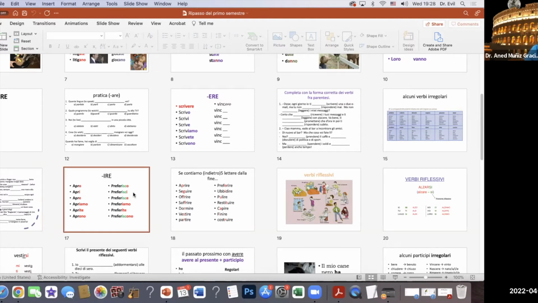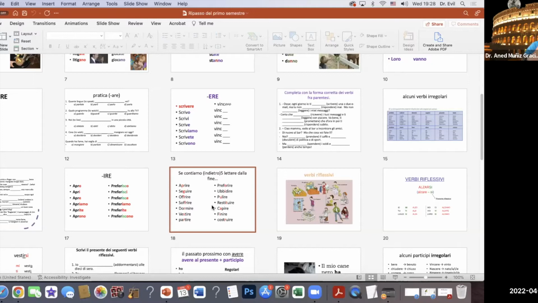Then the ire, and I didn't tell your class this, but there's a trick to knowing when to use isc or not. That trick is to count five letters from the last letter of the verb. If you see this first column here, you count uno, due, tre, quattro, cinque, and so on. The letter in fifth place from the end is the one I put in red, and all these verbs have something in common, and they do not use isc.